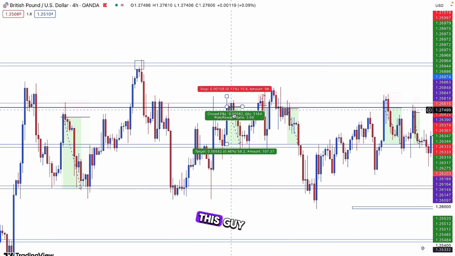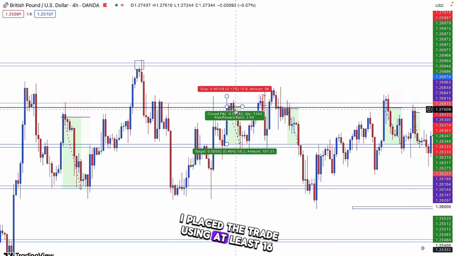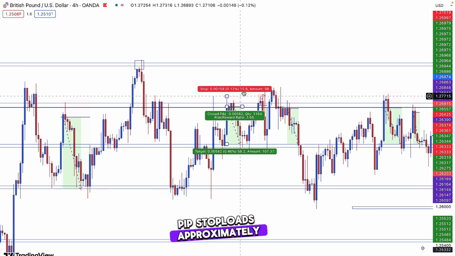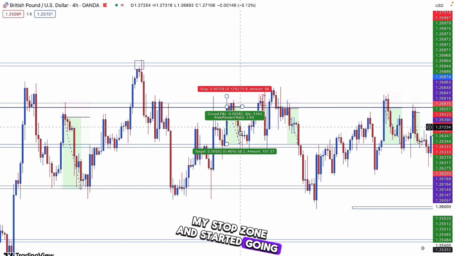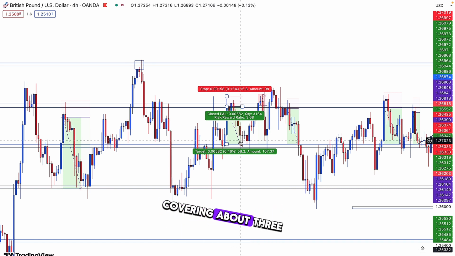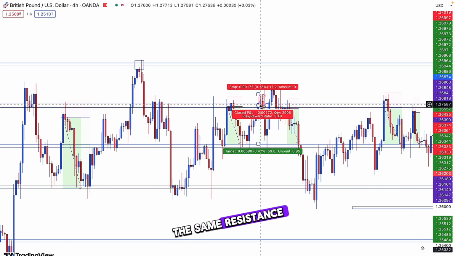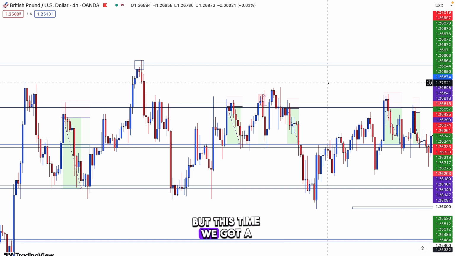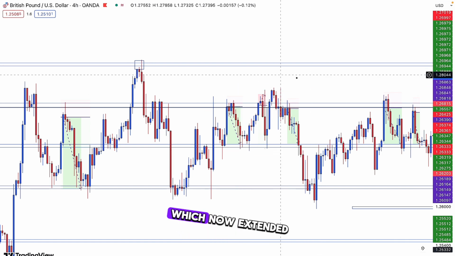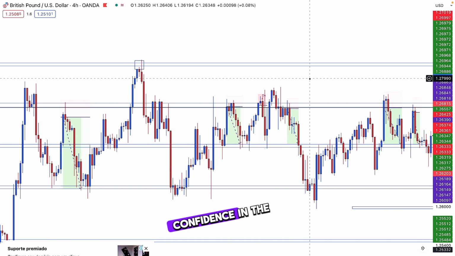Now, look at this guy. Before we talk about this guy, look at this guy right here. I placed the trade using at least a 16 pip stop loss approximately, and the market started playing around my stop zone and started going in profit afterwards, covering about 1 to 3.6 risk to reward. But when the market came back to the same resistance, I had the same reason for taking a trade, but this time we got a chart pattern on that zone, which extended my confidence.